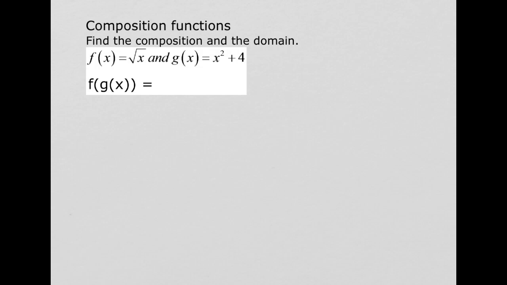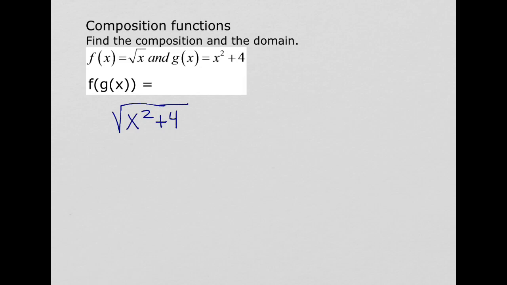Now we're going to do the composition of two functions and then find the domain. So that's going to be f of g of x, which means I take my f of x, which is the square root of x, and instead of putting x in there, I'm going to put in what g of x is, which is x squared plus 4. Okay, there's my function. Now, all I want to do is determine the domain.